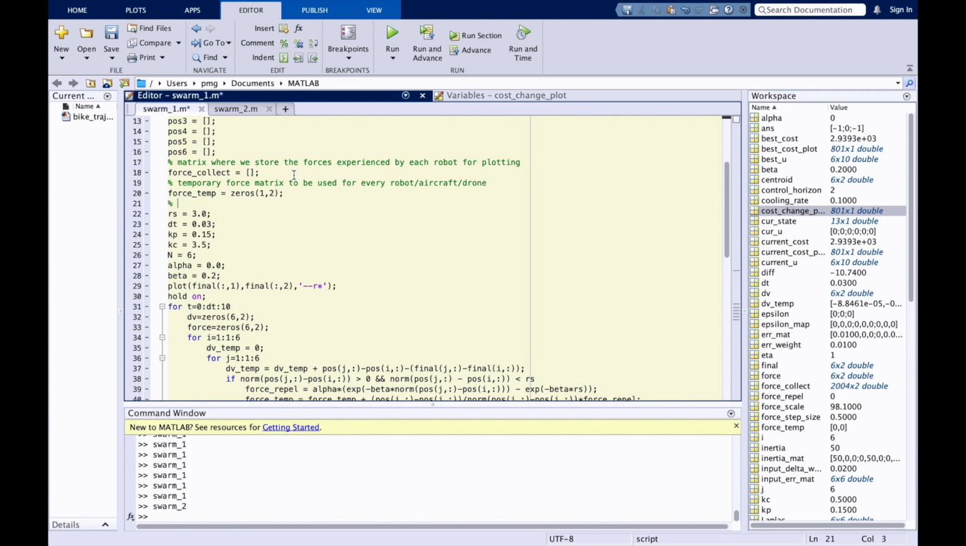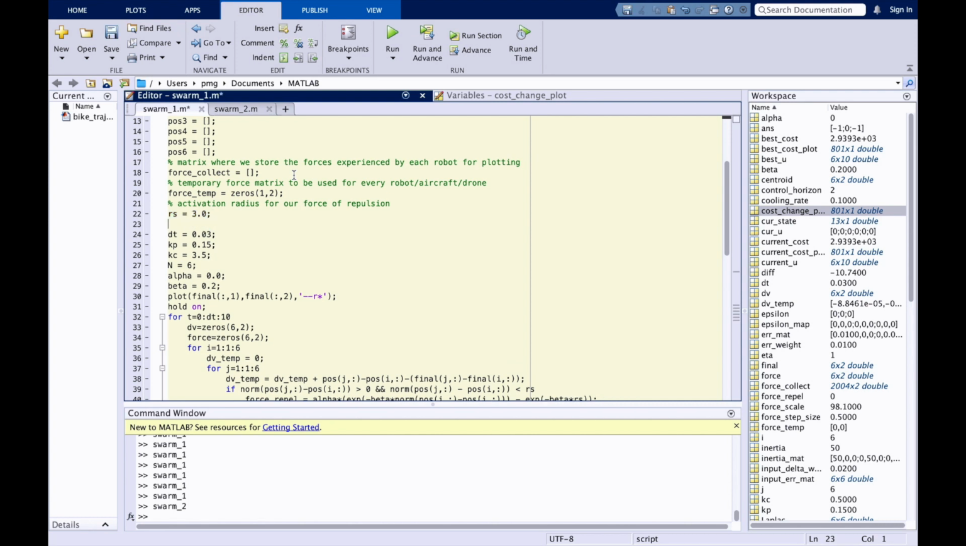Then RS, like I said, this is the activation radius for our force of repulsion. If you're within this radius, you will experience no repulsion. If you're outside this radius, I mean. Then we have the timestamp, the time chunk that we are simulating. Suppose you're running this whole control mechanism 30 times a second, which is what I'm doing here. So this becomes 30 hertz, or 33 if you're very savvy. So you have about 33 hertz of looping frequency for this control loop.